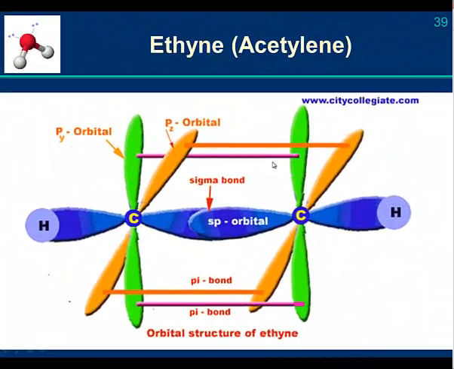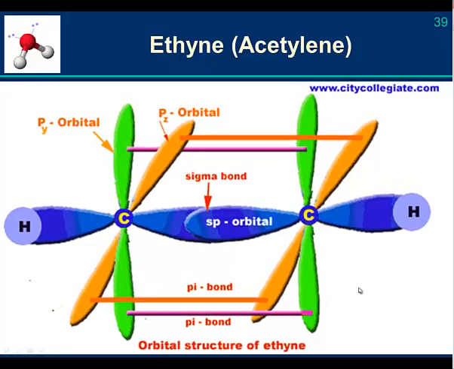This is another version of the sigma and pi bonding for ethyne, which is also known as acetylene. And we know this is a linear molecule. And if it's a linear molecule, it's going to be sp hybridized. That is, 1s and 1p orbital combined to form the sigma bond. And then we have the py and pz orbitals that are forming the pi bonds above and below the internuclear axis.